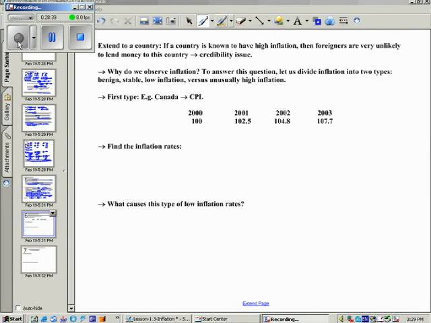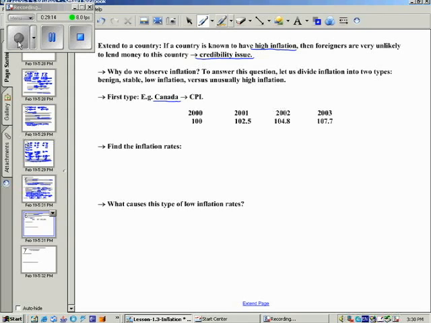Now let us extend our analysis from two people to two countries. If a country is known to have high inflation, very likely foreigners who can potentially lend money to this country will not like it. This country, we say, has a credibility issue, a reputation issue. Why do we observe inflation? Generally speaking, we tend to observe two types of inflation. One type being very low, stable, quite harmless, versus unusually high inflation rates.